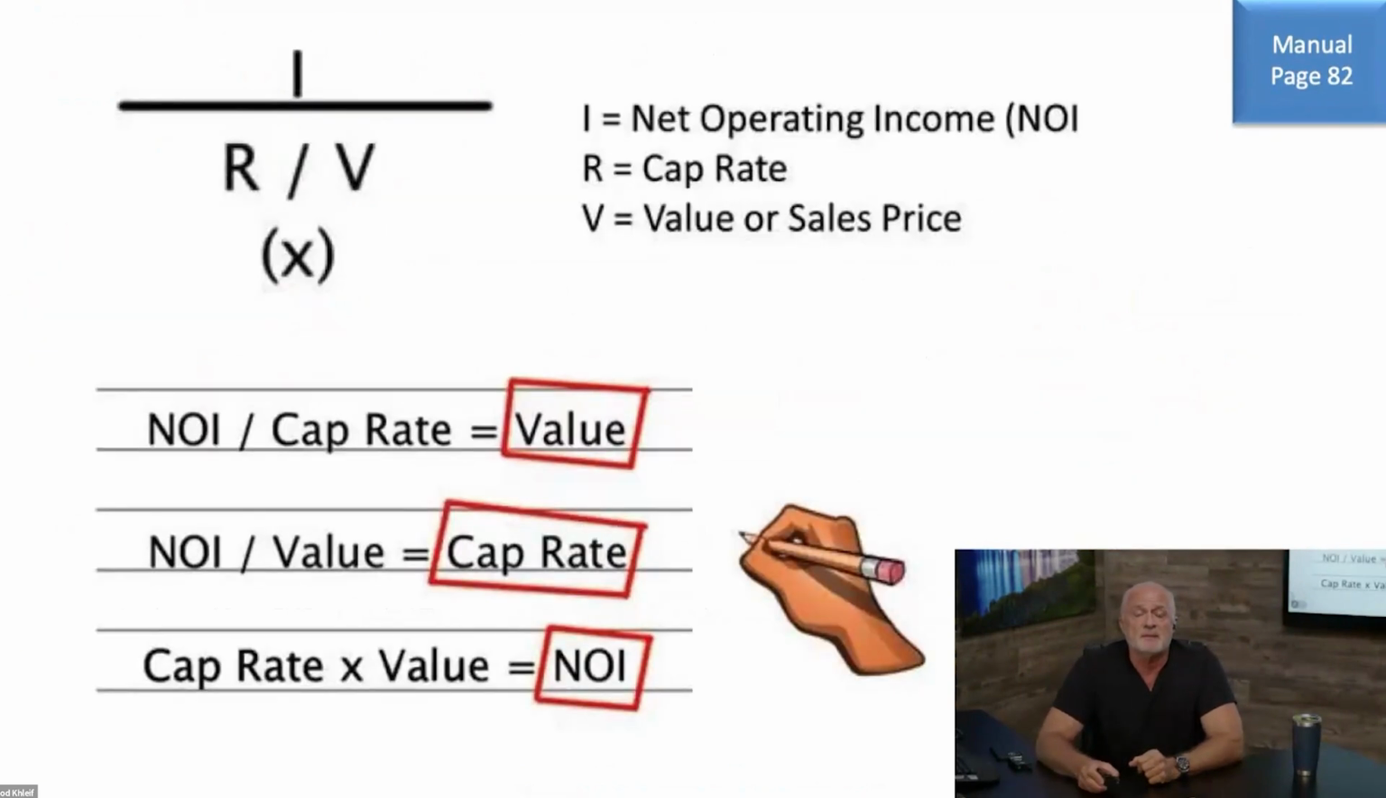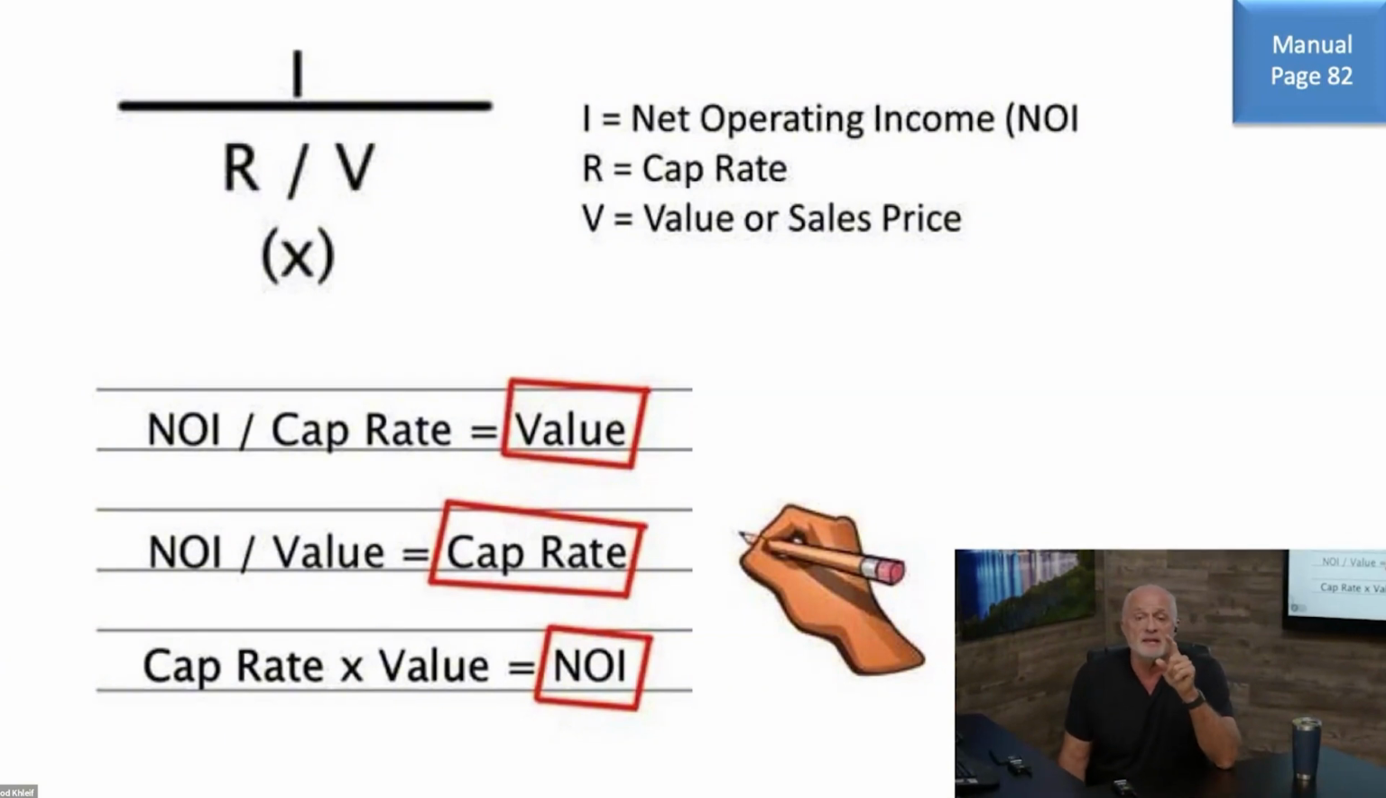Okay, now, this is a formula to determine the cap rate. Remember IRV, I-R-V, okay? So if you have any two of these things, the cap rate, the value or the purchase price, or the NOI, if you have any two of those three, you can figure out the third missing one. So, the net income is on the top, the cap rate is on the left, and then the value or sales price is on the right. And so if you need to determine the value, you divide the NOI by the cap rate, okay? That's how you determine the value.